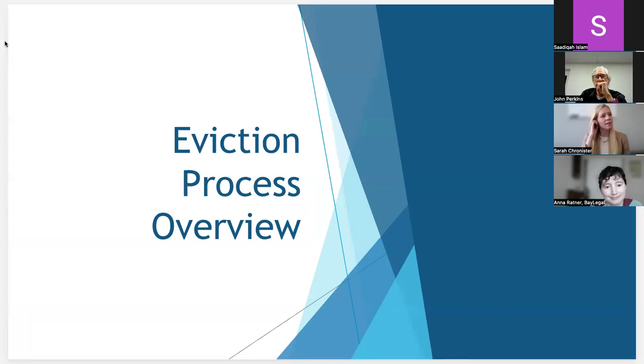Okay, so the first substantive area we'll get into is just a big picture eviction process overview. So Anna and Lara and I will go into more detail as the presentation goes on, but we want to start folks off with, again, just that big picture of what does it mean to go through this eviction unlawful detainer process. Next slide.